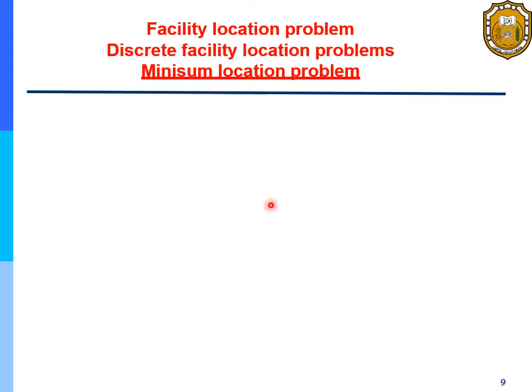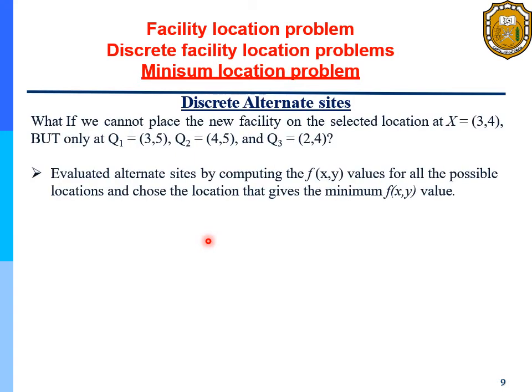Okay, now let's consider the same problem, which is not continuous anymore, but discrete. It means that a number of alternative locations are given to us. In this case, how can we solve it? So let's assume we are still continuing with the previous example.